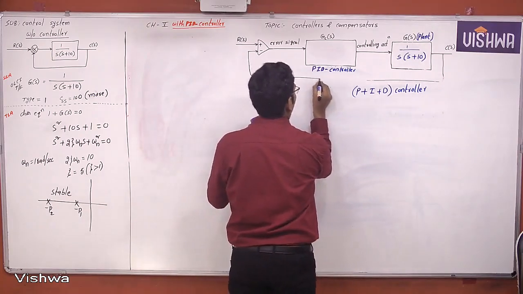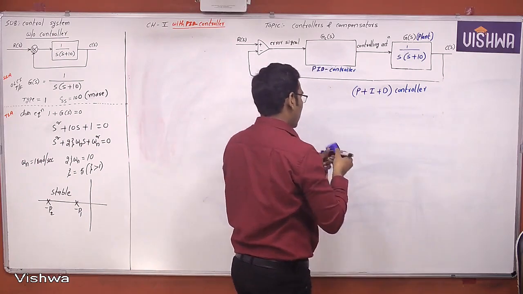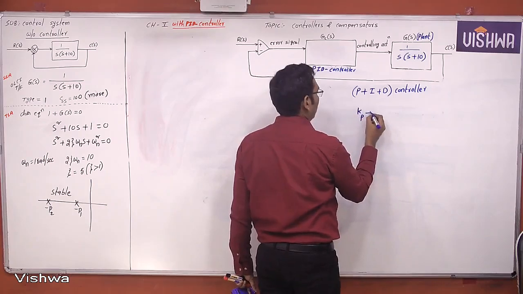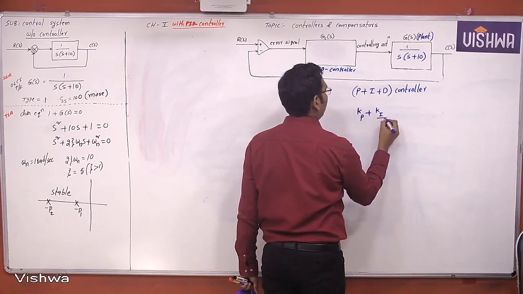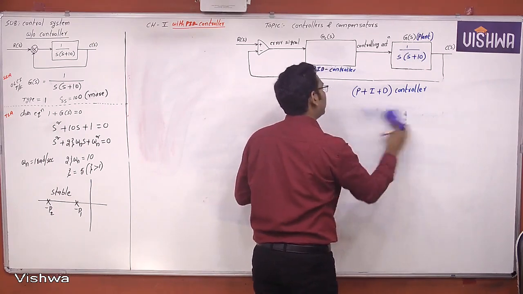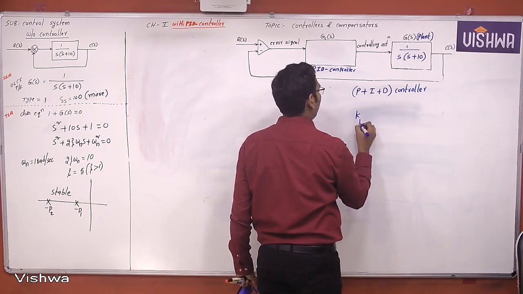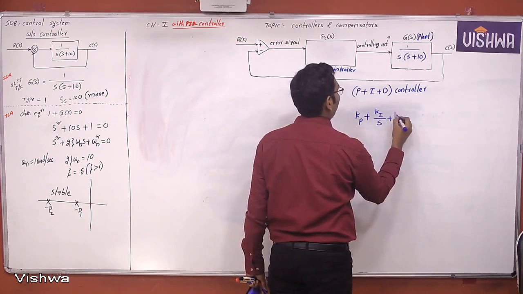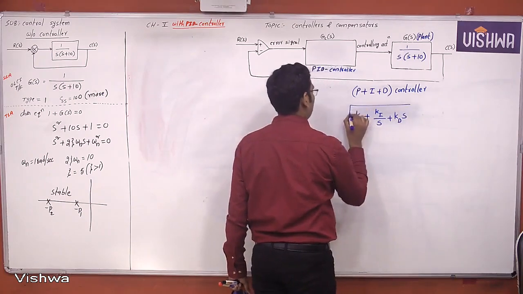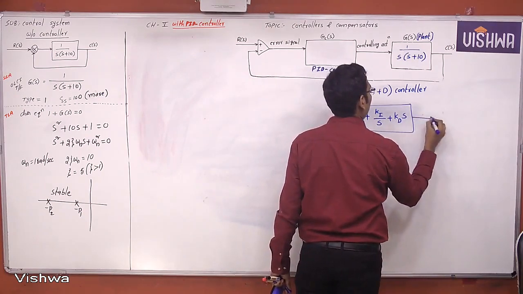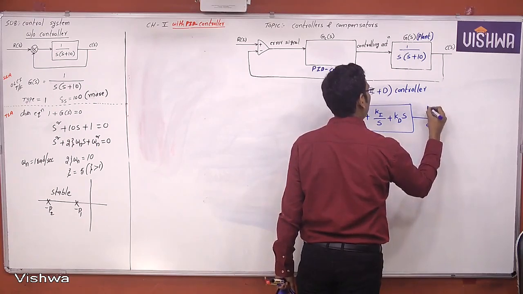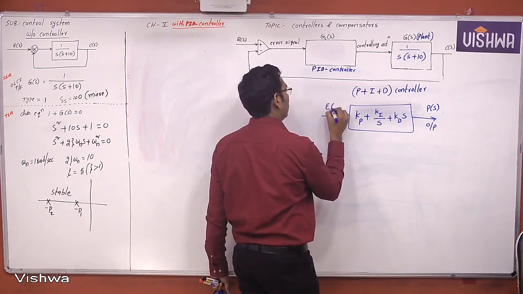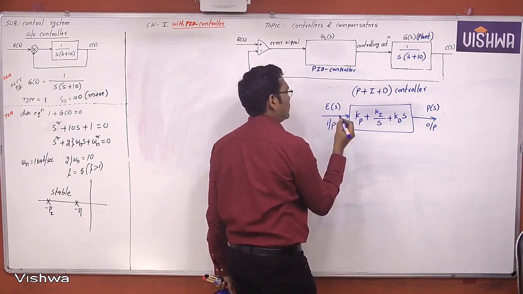Now what is the transfer function? First you find the transfer function. What is the PID control transfer function? The proportional control will produce a gain of Kp, integral control will produce a gain of Ki by S, derivative control will produce a gain of Kd into S. Now this is the controller transfer function, this is the controller output and this is the controller input.